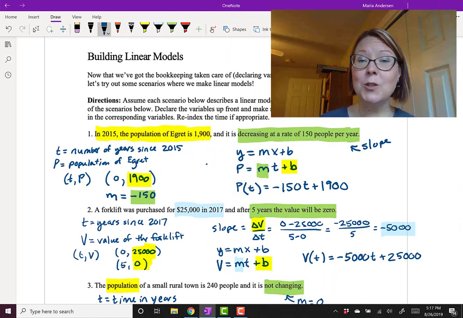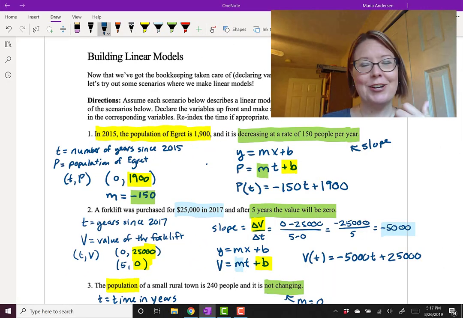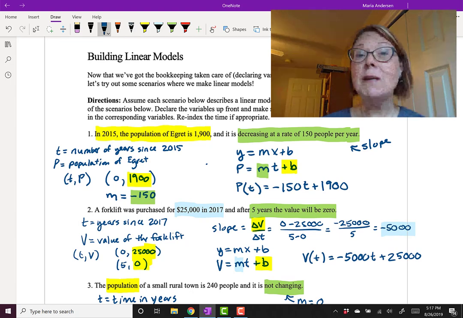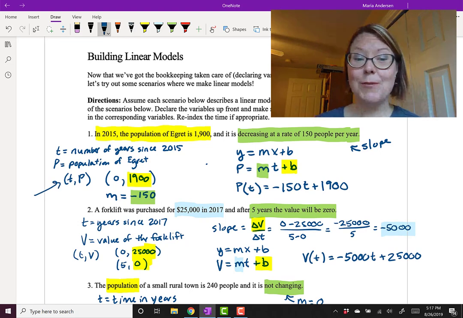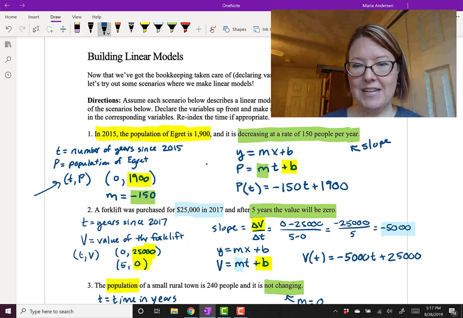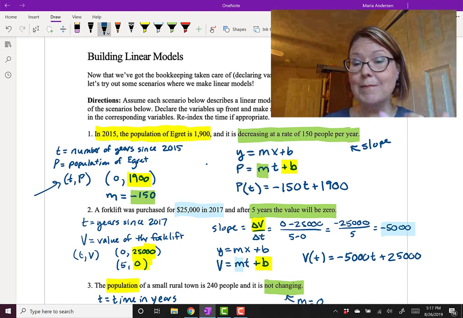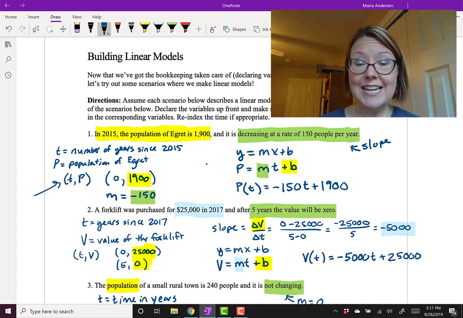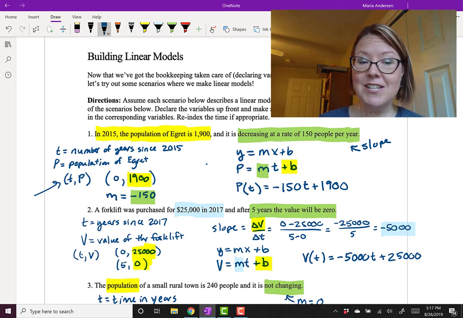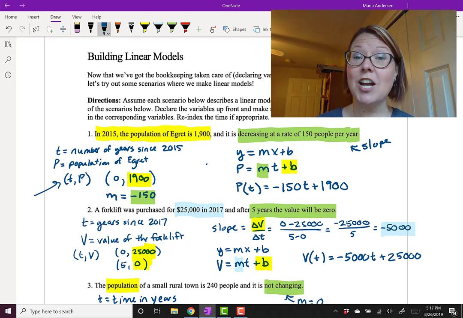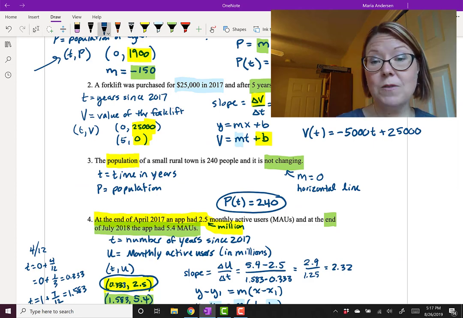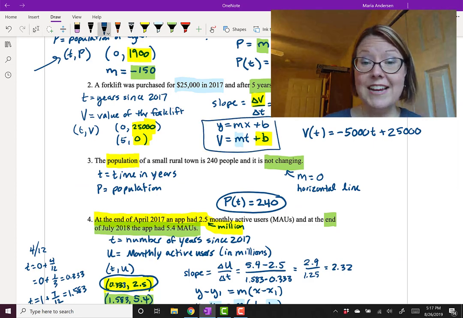Let's recap. When you're building a linear model, it's really important to declare your variables first, figure out which one is independent and which one is dependent. I would even write a point that represents those two variables. Then interpret what you've been given in the problem. Do you have points in the problem? Are you given a slope in the problem? Write down all of that information. If you aren't given a slope, you're probably going to have to find one. Then you should be able to take the information you have and put it into one of our line equations to come out with a model. Make sure when you do that, that you change the model with y and x to the model with the variables you're using in the problem.